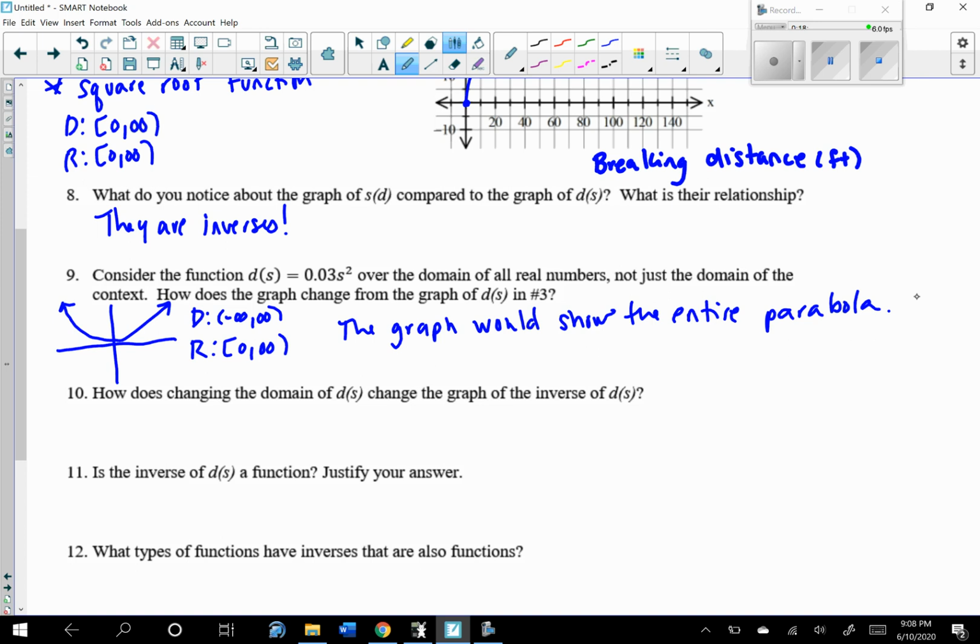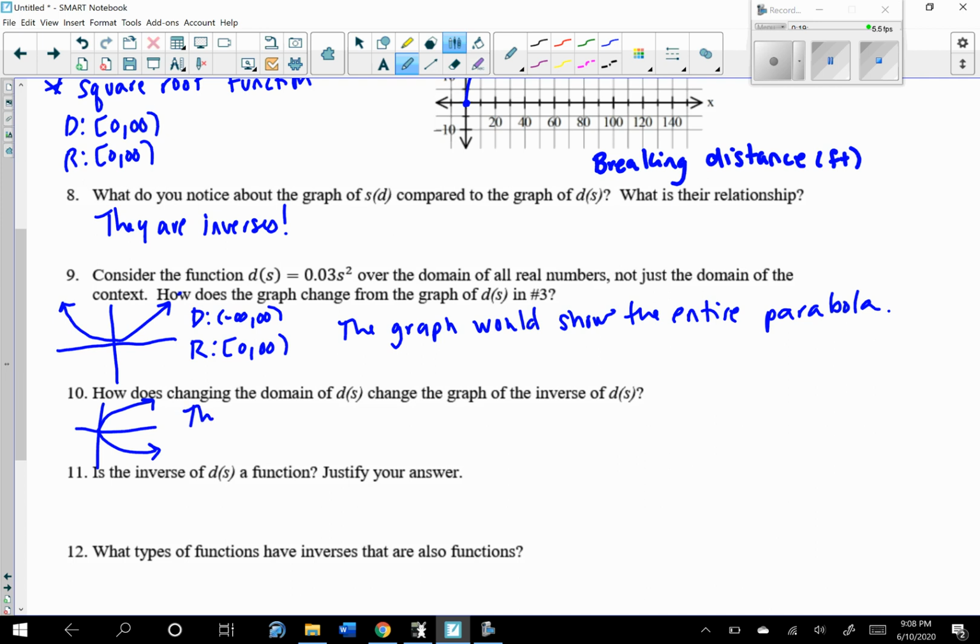Then question 10 says, how does changing the domain of d of s change the graph of the inverse, d of s? So the graph would become the parabola opening to the right. If we think about reflecting across the line y equals x, our graph went this way for the square root function, and that was this portion. So this portion, if we reflected over y equals x, would be down here. So it would look like this.